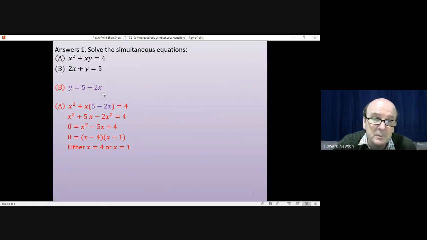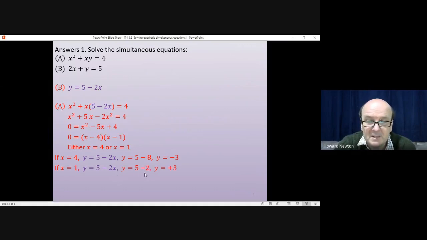I've left this one in purple because this equation that we found, when we found y in terms of x, is always the best equation to choose at this point. So that tells us if we want to know what y is, we just do 5, take away double whatever x is. So if x is equal to 4, 5 take away 2x becomes 5 take away 8, and 5 take away 8 is minus 3. Then we do the same thing for x equals 1. If x equals 1, 5 minus 2x becomes 5 minus 2, and 5 minus 2 is 3.